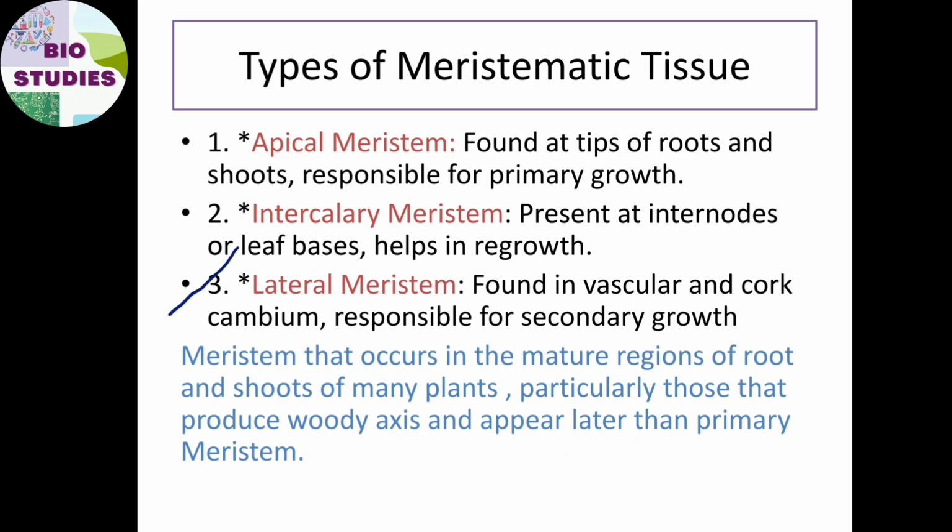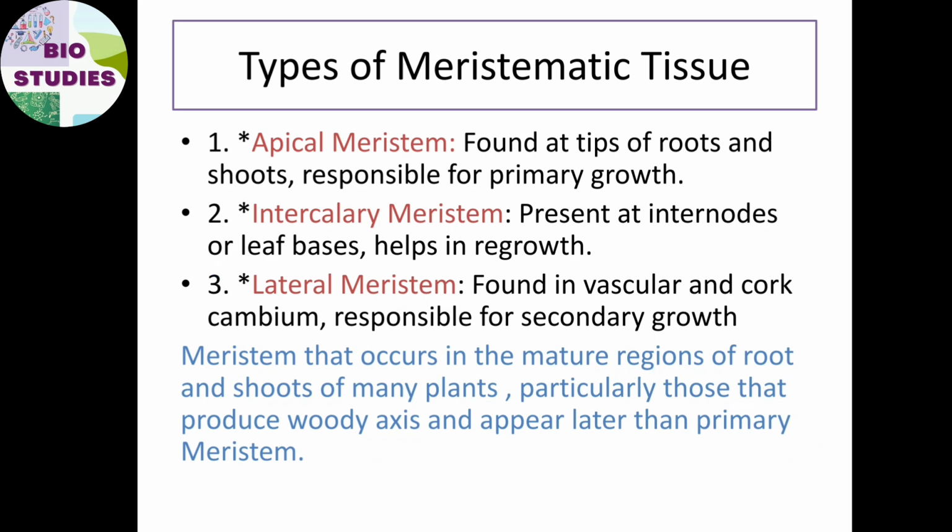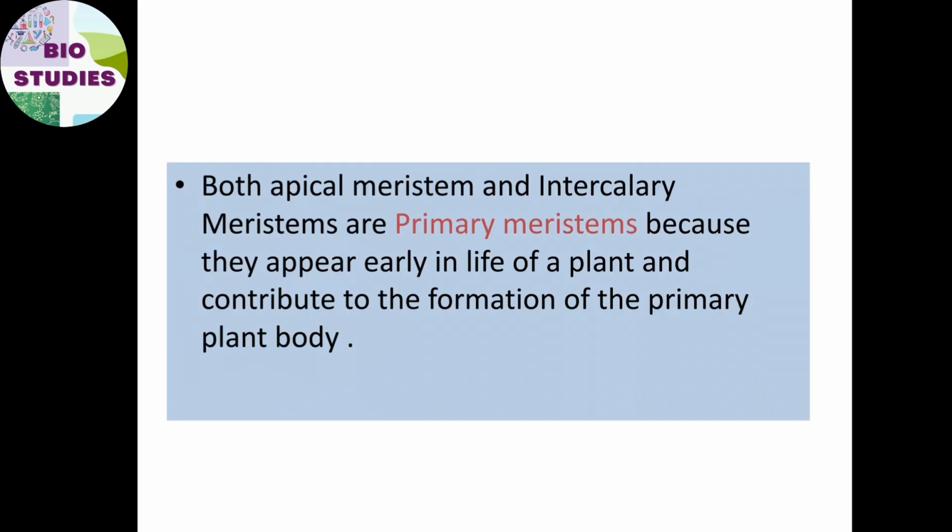Next is lateral meristem. These meristem occur in the mature region of root and shoots of many plants, particularly those that produce the woody axis, and appear later than the primary meristem. Okay, before starting with this lateral meristem, I am telling you one more thing, that is primary meristem. These apical and intercalary meristem, both these meristem are known as primary meristem.